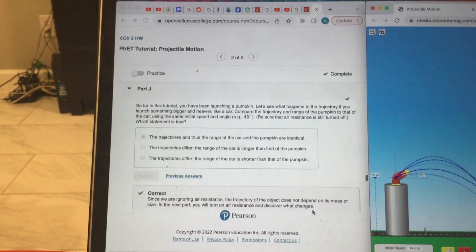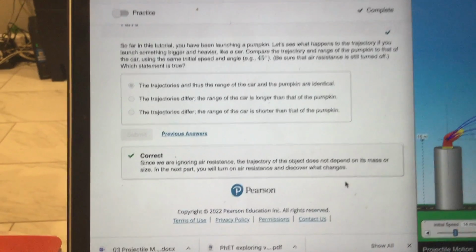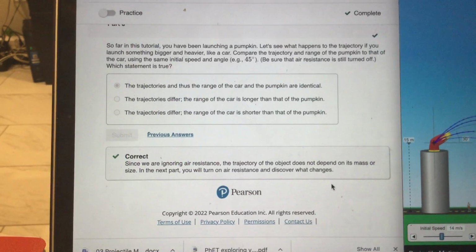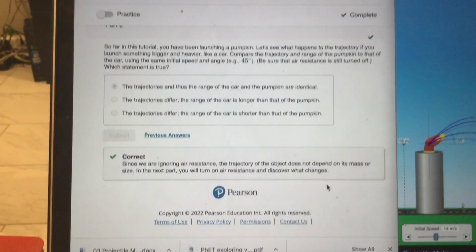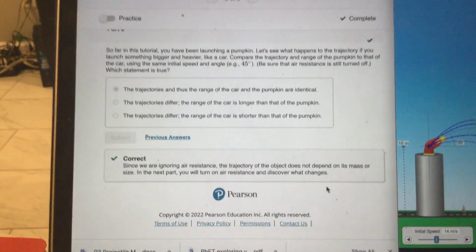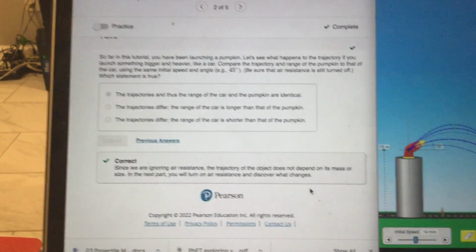Okay, go to part J. So far in the tutorial, you've been launching a pumpkin. Let's see what happens to the trajectory if you launch something bigger and heavier, like a car. Compare the trajectory and the range of the pumpkin to that of the car using the same initial speed and angle, 45 degrees. Be sure that the air resistance is turned off.